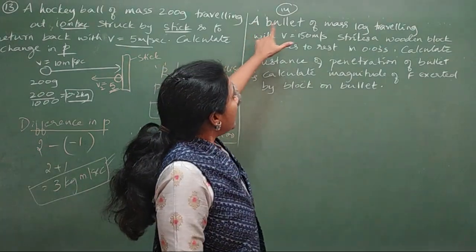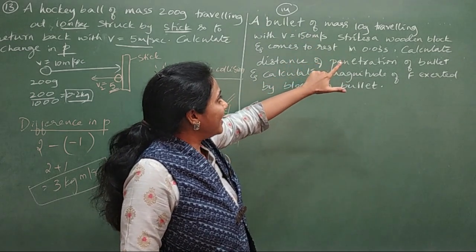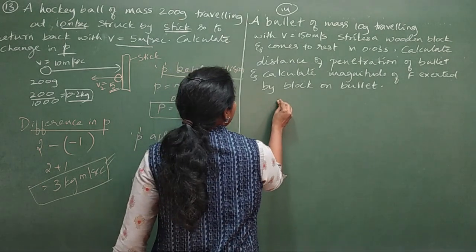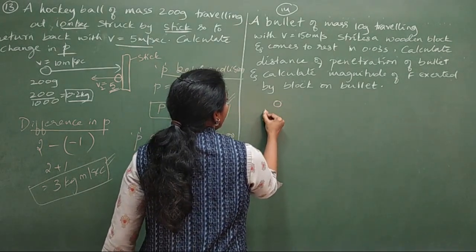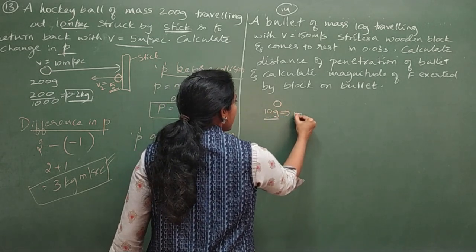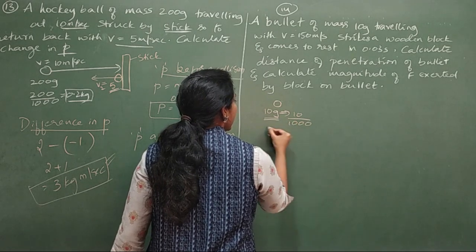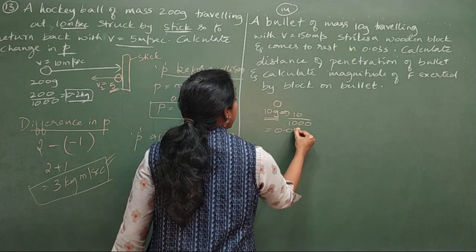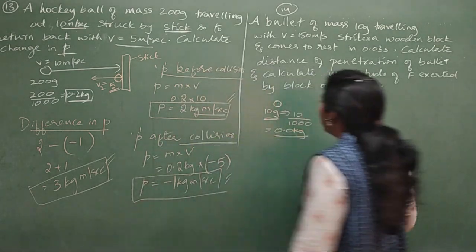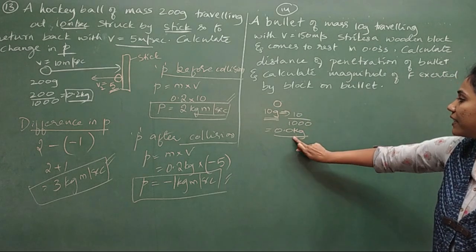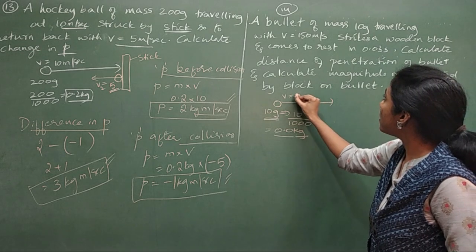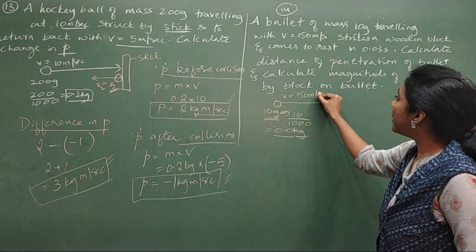See guys, here a bullet of mass 10 grams is traveling with velocity 150 meter per second. So you have a bullet which has a mass of 10 grams. Immediately convert this into kg. So that is 10 divided by 1000, which is equal to 0.01 kg. So this is the bullet with this much mass, and it is moving in this direction with a velocity of, how much, guys? 150 meter per second.